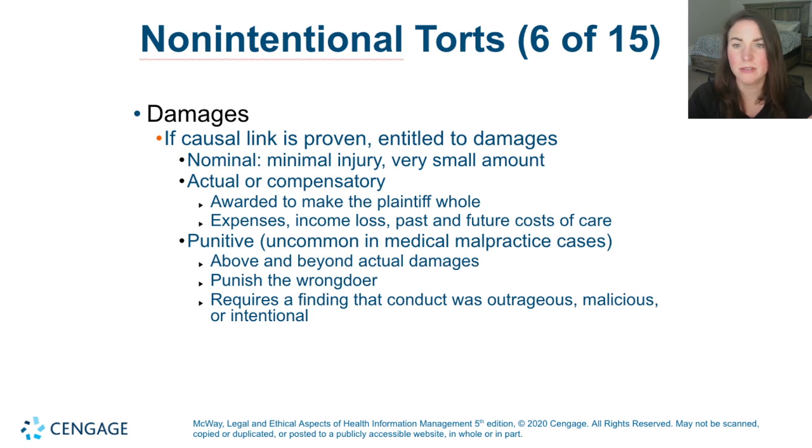And then punitive damages, also called exemplary damages, because they're above and beyond actual damages. If there's proof of outrageous, malicious, or intentional conduct to hurt someone, this is used to kind of make an example of the wrongdoer. Medical malpractice cases don't usually get punitive damages because most of them are just based on negligence, like just not following the correct path, as opposed to being outrageous.